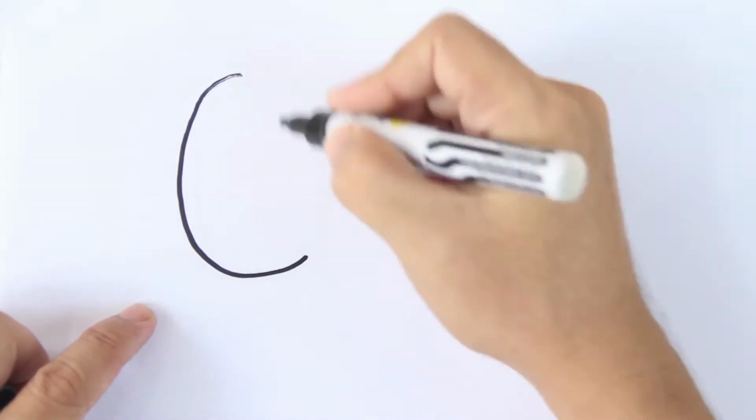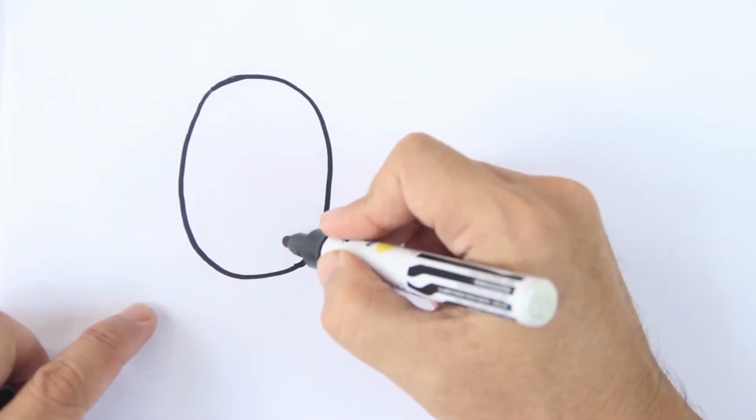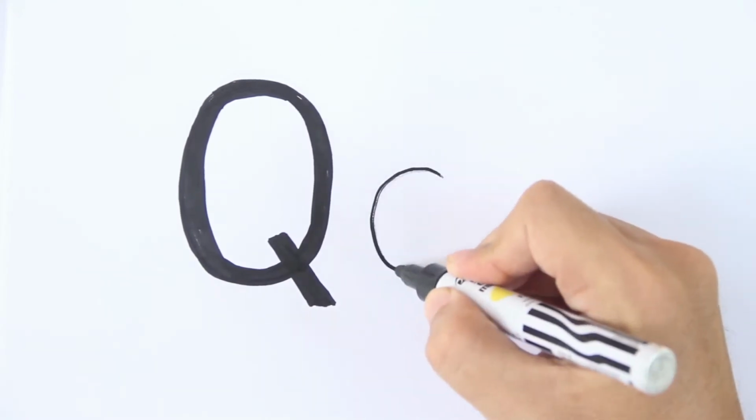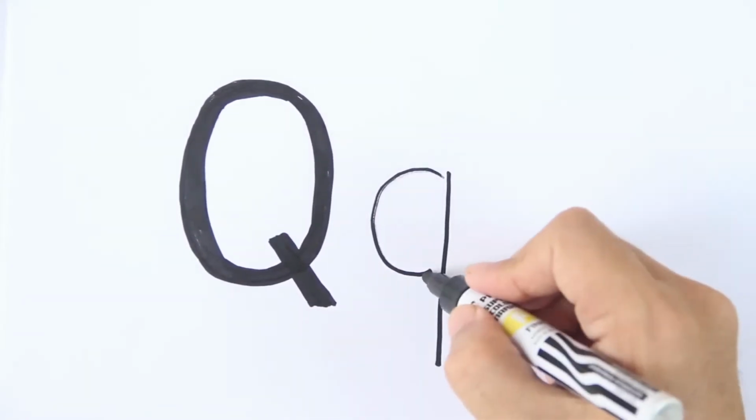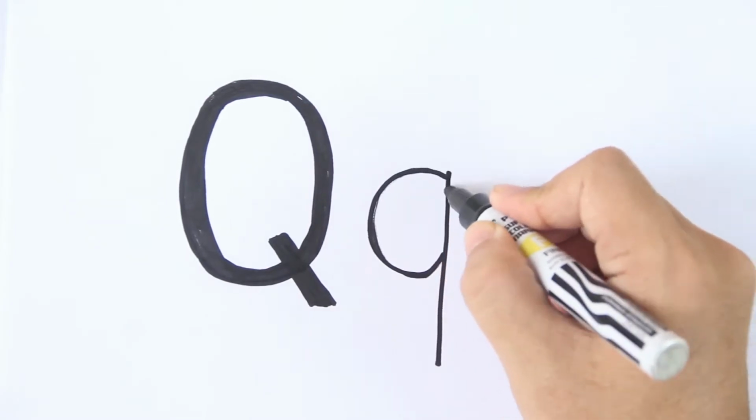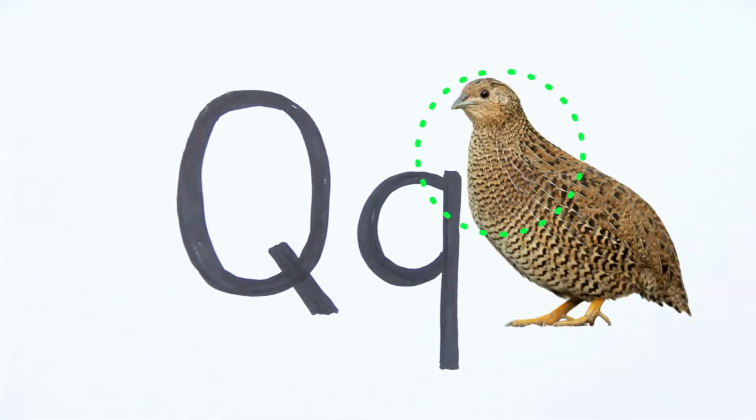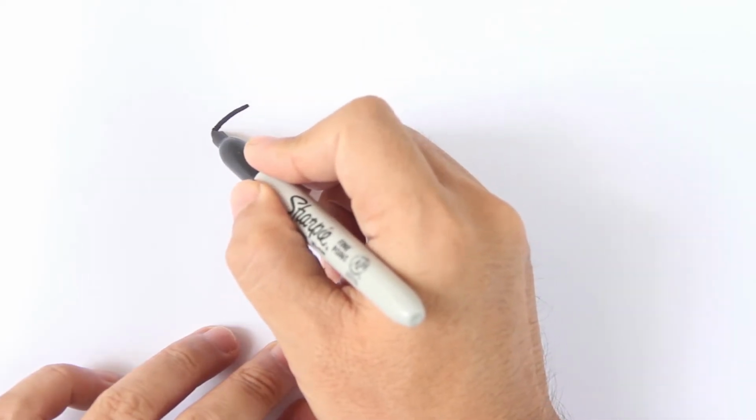This is capital letter Q. And this is small letter q. Q is for quail. Let's draw a quail.